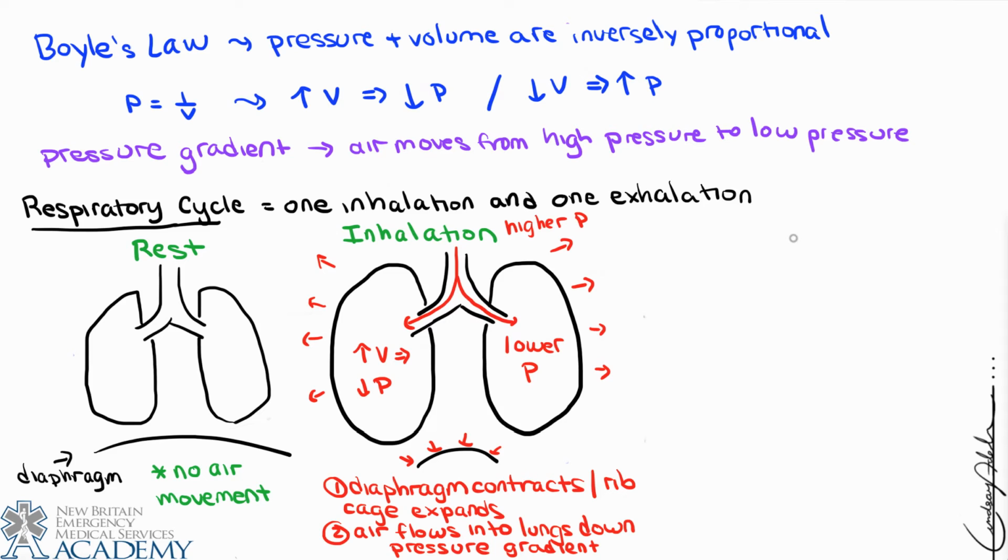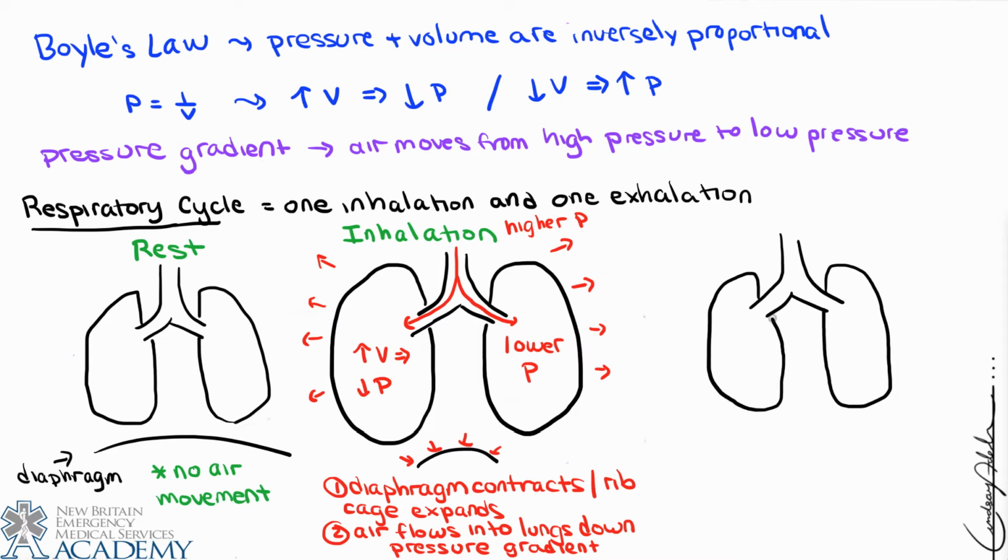So the air is going to flow into the lungs until we reach a point of equilibrium. So when the gradient is completely eliminated, when the pressure inside the lungs is equivalent to the pressure outside the lungs, inhalation ceases, and then we'll move to the exhalation component of the respiratory cycle.